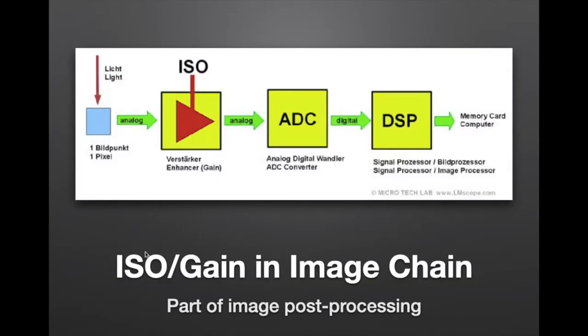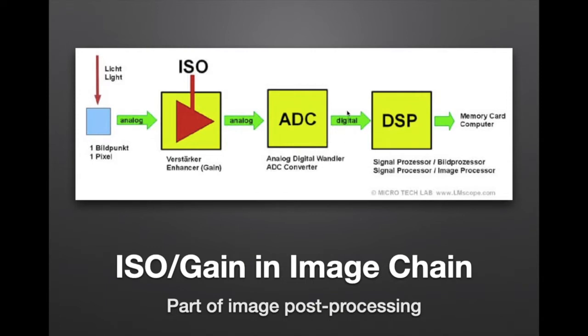Here we are to just describe this ISO gain feature a little bit. And you can see here we have a pixel. This would be a cell in your sensor collecting light, and it's going to produce a voltage. That voltage will be amplified by the ISO setting or your gain setting into still an analog signal, and then it's going to be converted to digital by the A to D converter.